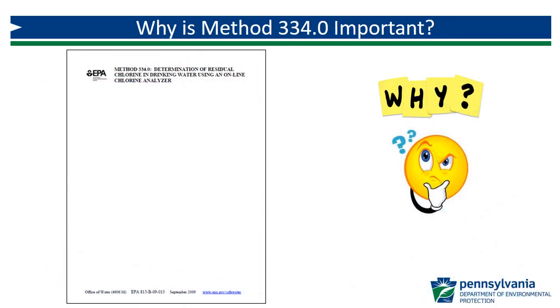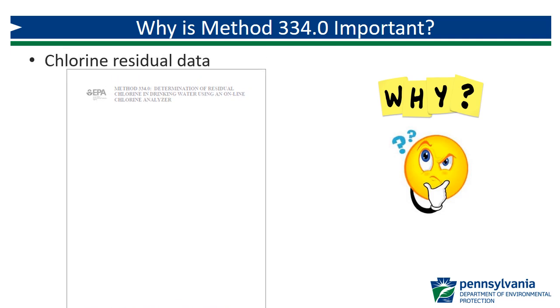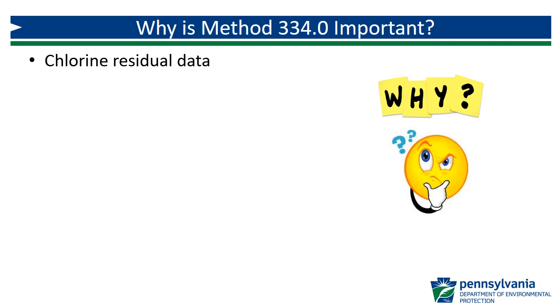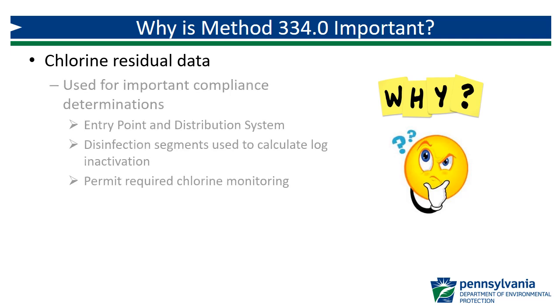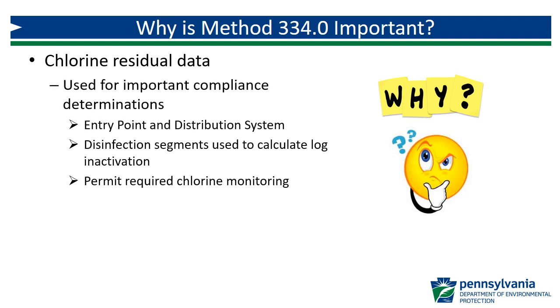Let's look at why it is so important to follow Method 334.0. Public water systems and DEP use chlorine residual data for compliance determinations. Groundwater systems are required to maintain a minimum residual at the entry point to comply with the groundwater rule. Surface water systems are also required to maintain a minimum entry point residual. Plus, surface water systems need to monitor the end of each disinfection segment to calculate Giardia log inactivation.